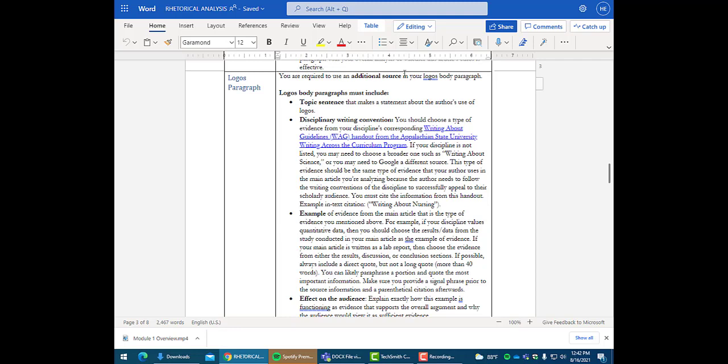Same thing for logos. You have to have an additional source in your logos paragraph. Here is the link to that source. If your discipline is not listed in this link here, you may need to choose maybe a broader discipline. So, for example, if you are going into microbiology, you may need to choose writing about science instead of writing about microbiology. It would be the same writing conventions for each one, but this link here actually has a handout for writing about science. This is where you're going to choose the type of evidence from this.